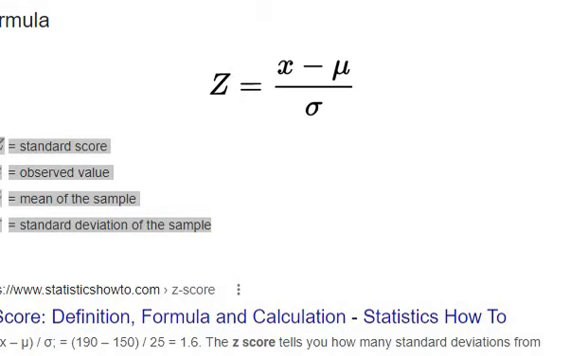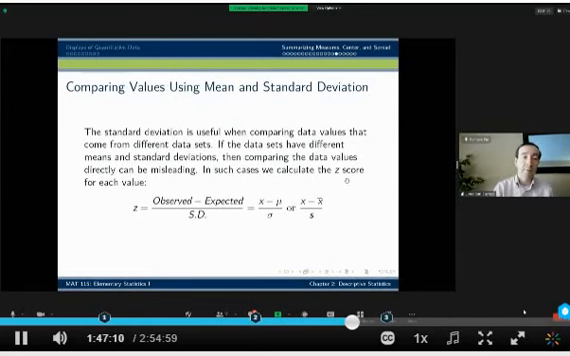So here's how we do it. We compute what's called a z-score. There should be a hyphen there. I can fix that later too.